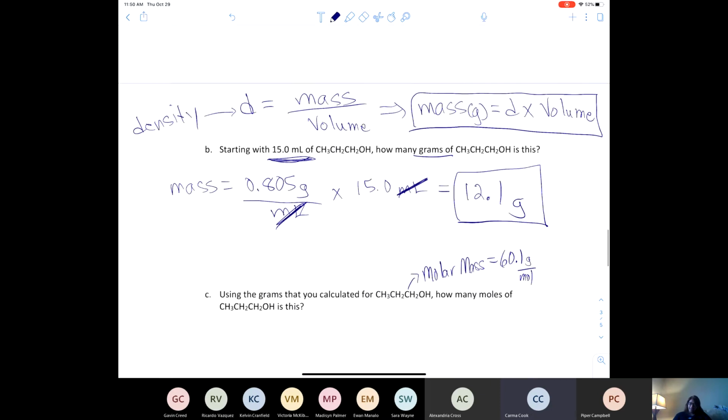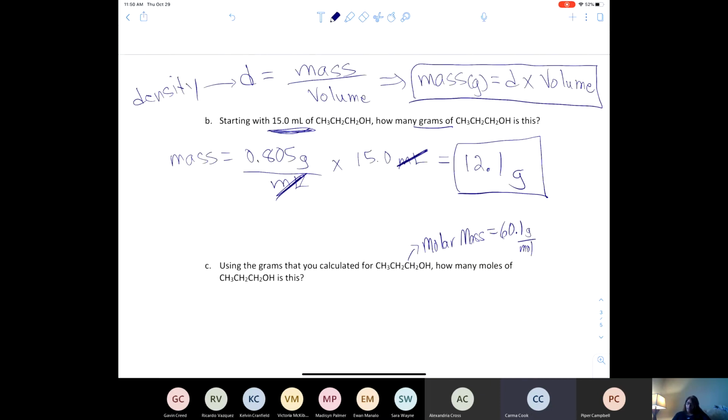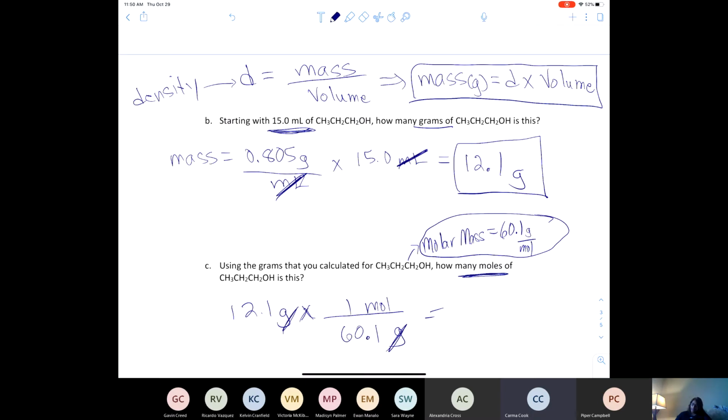So now that we know our mass in grams, we can calculate the number of moles by using the molar mass of 1-propanol that we got from the PubChem site as a conversion factor. Grams go in the denominator, and we want moles, so moles go in the numerator. So grams cancel, take 12.1 and divide by 60.1, and we get 0.201 moles.